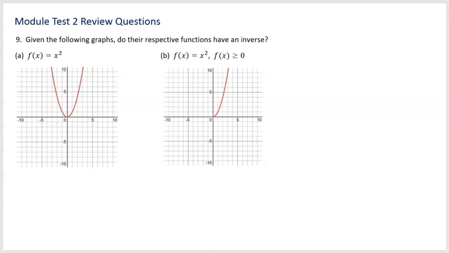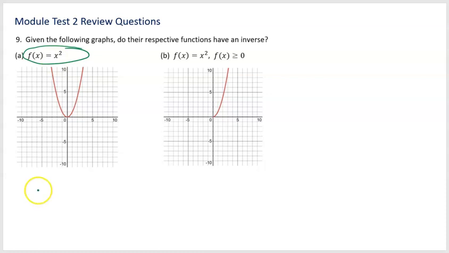So for problem 9, it says, given the following graphs, do their respective functions have an inverse? Now, I just happened to give you the function f of x equals x squared, but you really don't have to be told what this function is to determine if it has an inverse. If it has an inverse, it has to be a one-to-one function. So it has to be a function. Since I called it f of x equals x squared, we know it's a function.